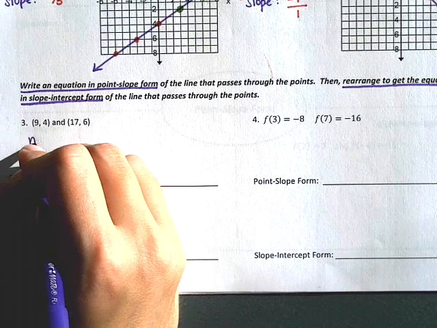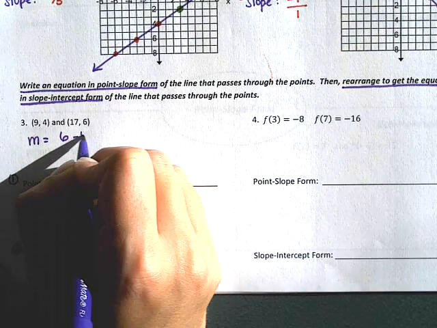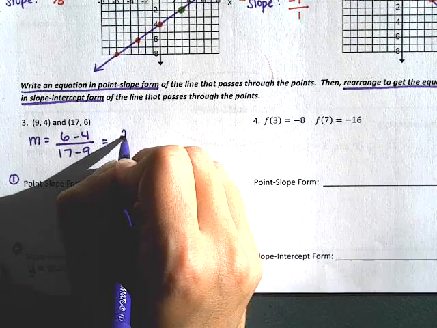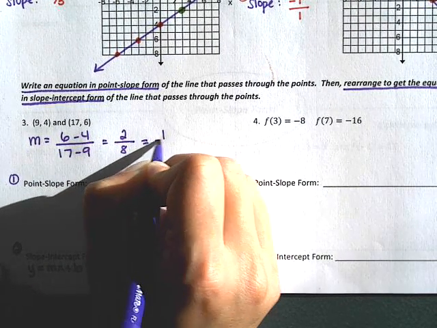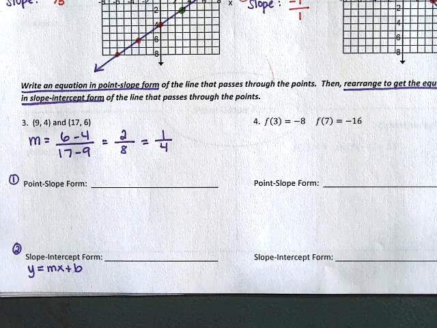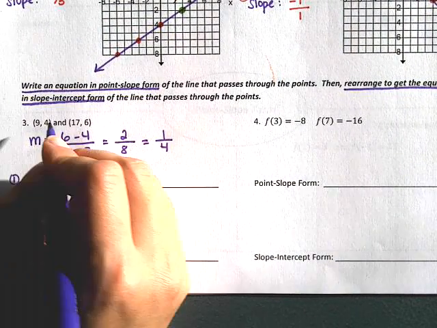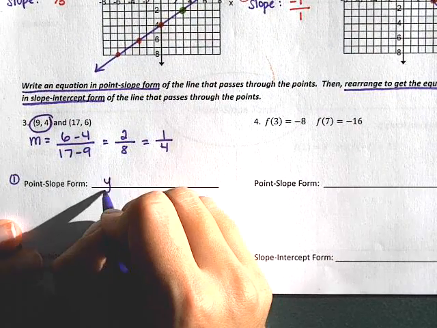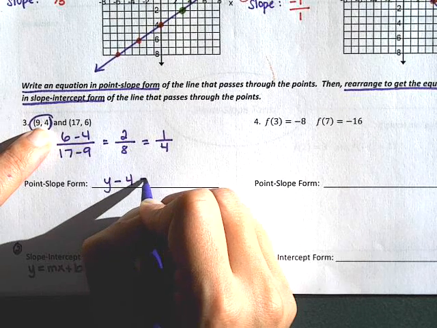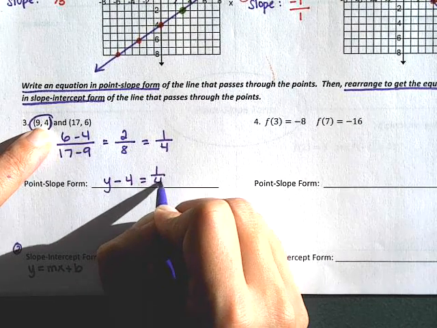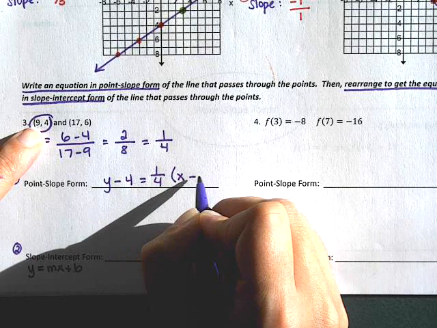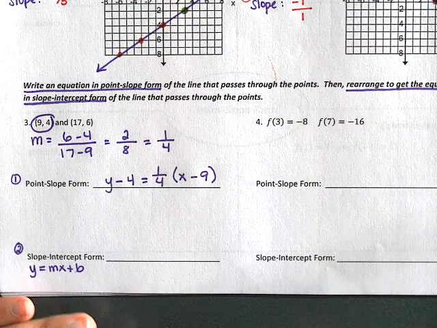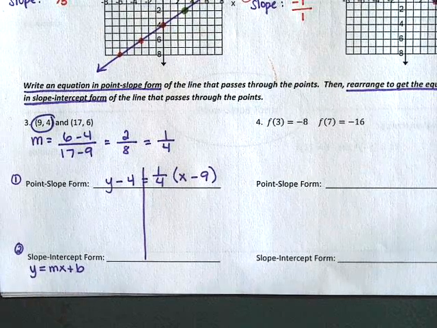First, we're going to need to know our m. So we're going to calculate (6 - 4) divided by (17 - 9), which gives us 2/8, which reduces to 1/4. Then I'm going to use the first ordered pair and write point-slope form. So y minus the y value, which is 4, equals m, which is 1/4, times (x minus the x value, which is 9). Last but not least, I'm just going to rearrange it.